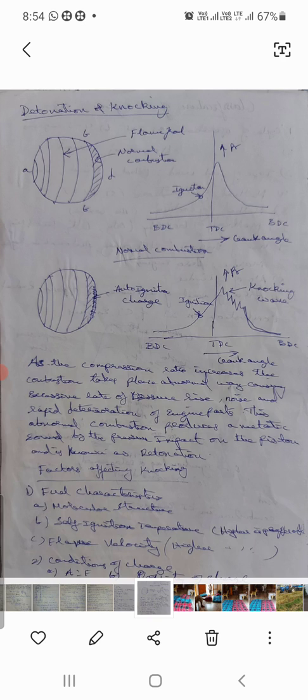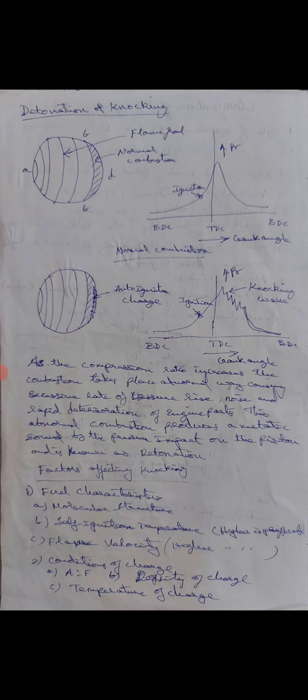Like at the top, TDC, I have mentioned 0. When you go towards the left on the x-axis, the angle was going on increasing up to 80 degrees, and on the right side also I have shown it was increasing up to 80 degrees. So those are the angles we have to consider.